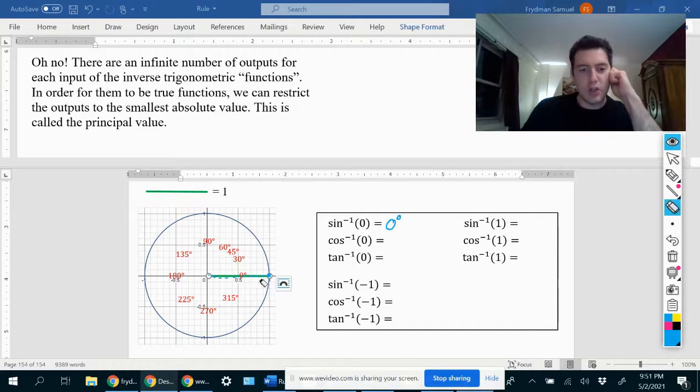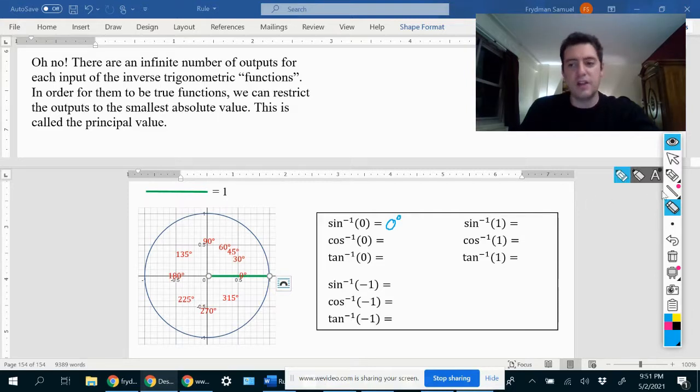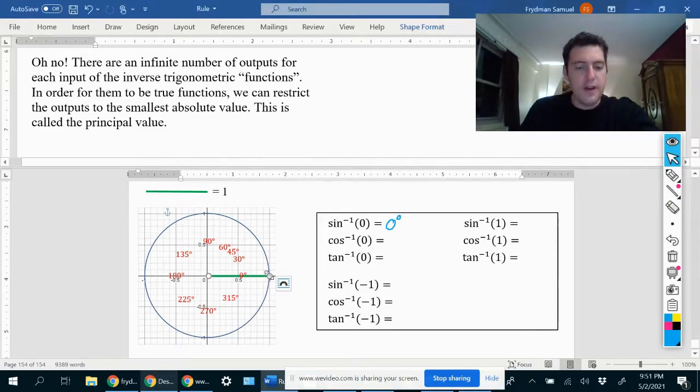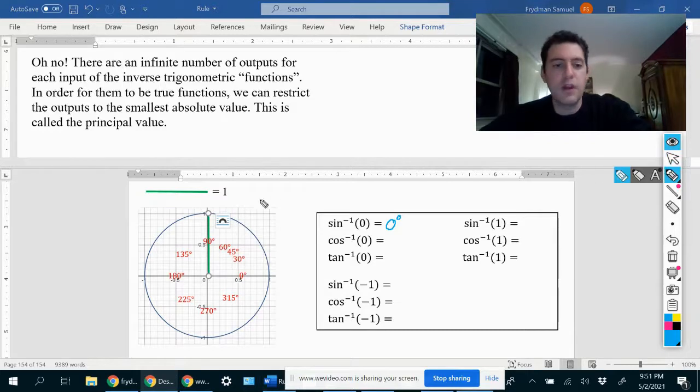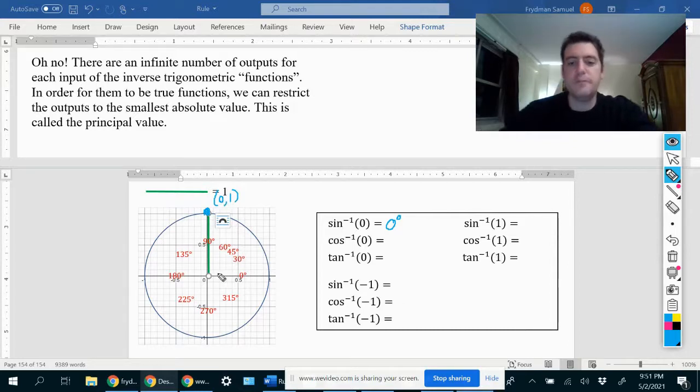What angle measure gives us a cosine of 0? The inverse cosine of 0 means what angle measure gives us a cosine of 0, so that the x value is 0? Well, the x value here is not 0. The x value here is 1. But if we move this over to here, then this point would be the point 0, 1. So it does have an x value of 0, and that is 90 degrees.